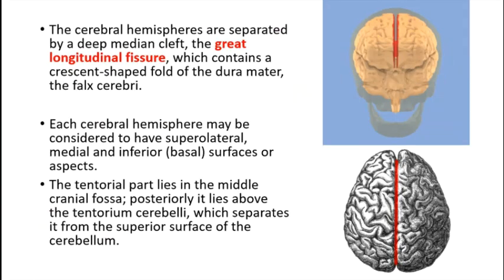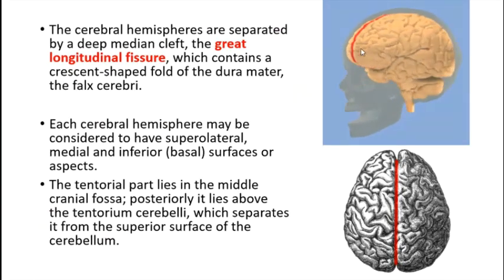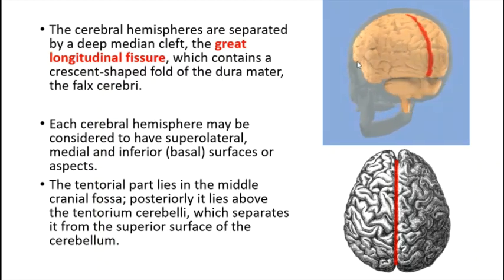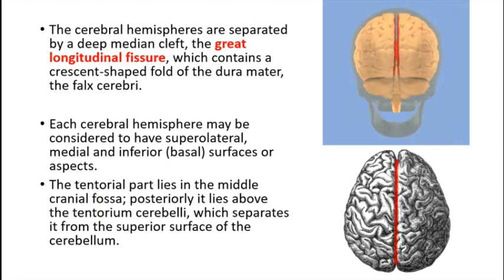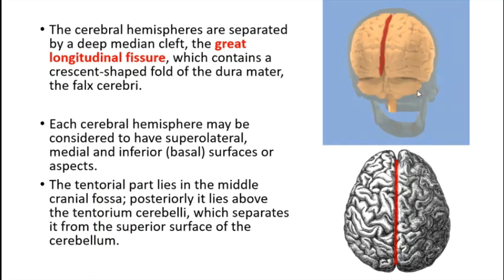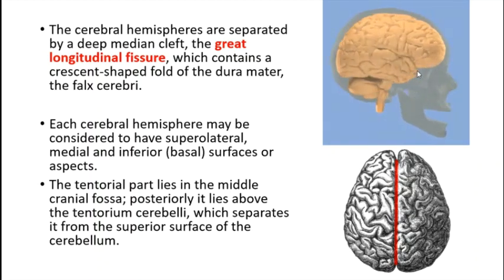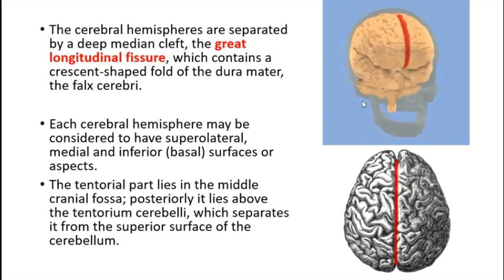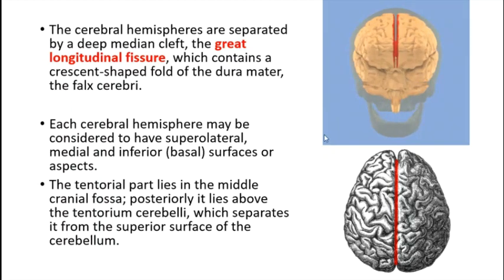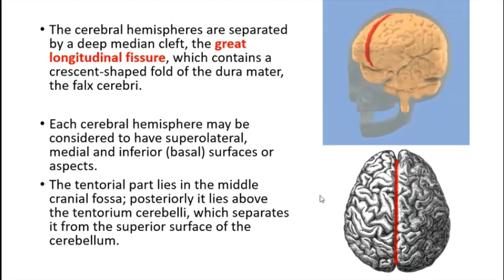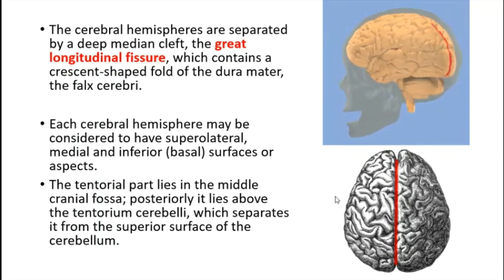So let's begin. The cerebral hemispheres are separated by a deep median cleft called the great longitudinal fissure. It contains a crescent shaped fold of dura mater, or the falx cerebri. You know about that, you've done this. Each cerebral hemisphere may be considered to have superolateral, medial and inferior basal surfaces or aspects.